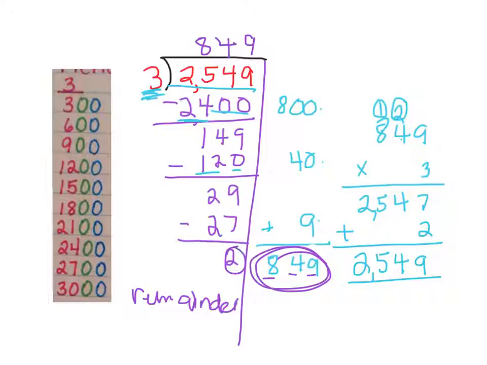Then we need to take this remainder and record it up here. Your answer is not complete unless you have recorded the remainder. And the way we do that is we put a little lowercase r and then the number that we were left with. So the way we would read this is 2,549 divided by 3 equals 849 remainder 2. Don't forget the remainder 2. That is a critical part.